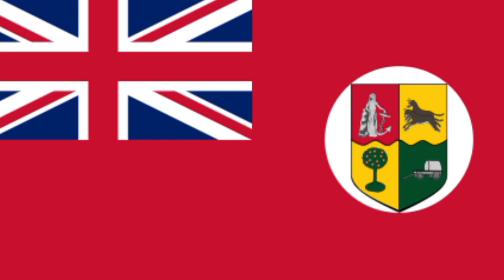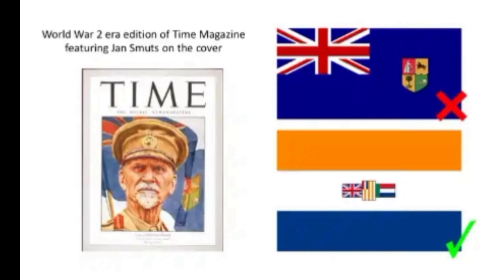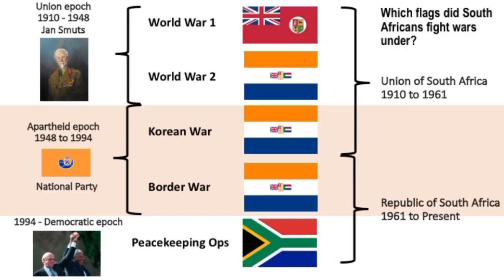The Union of South Africa was created in 1910, and there were in fact 2 South African flags during that period. The red flag was called the Red Duster and was more common, and Canada also adopted the red version. Bobby's not the only one that got it wrong though, so these things happen. Even Time magazine has messed up. Here's a graphic to give you a better sense of the timeline of the flags.